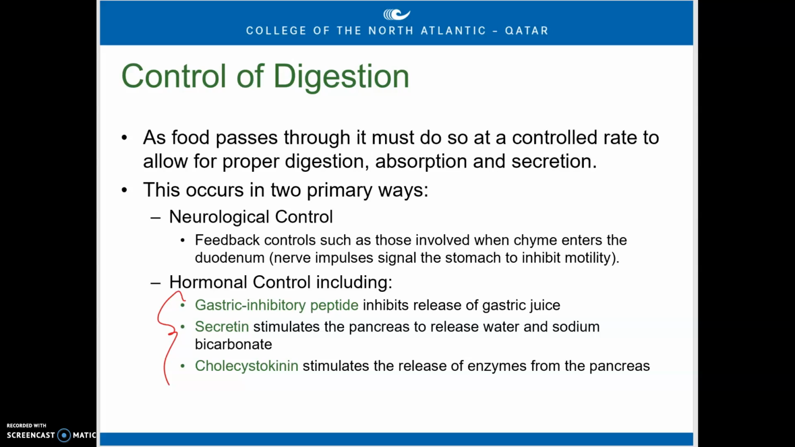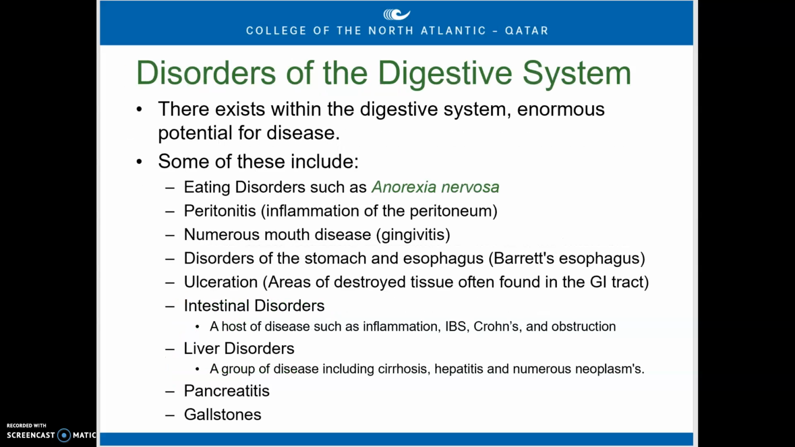The last topic for this unit is going to be some disorders of the digestive system, and as you can imagine, there's going to be a lot. We talked about several different organs. We talked about a lot of accessory organs. So there's a lot of things that can go wrong with the digestive system just because there's a lot of factors involved.